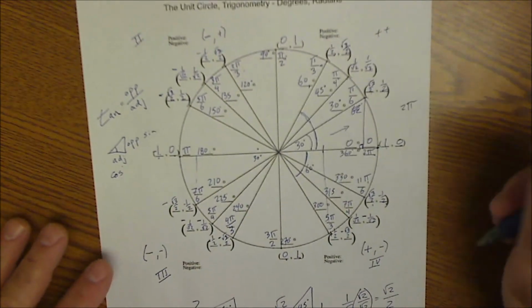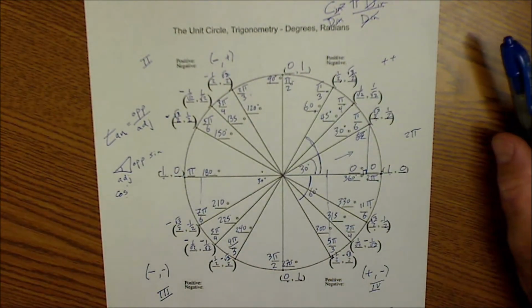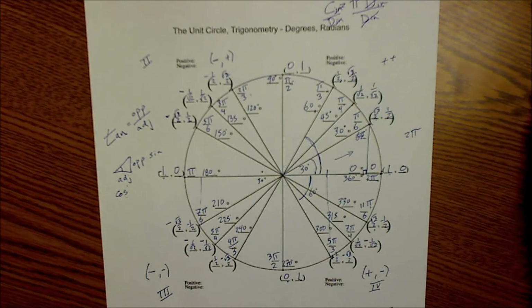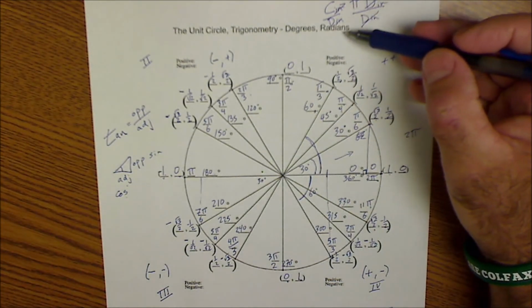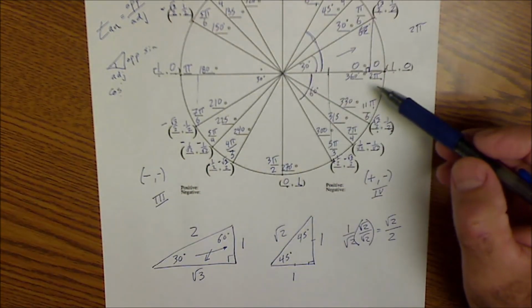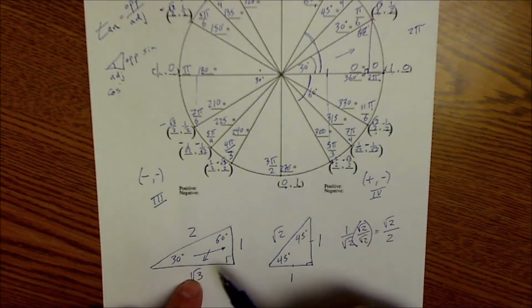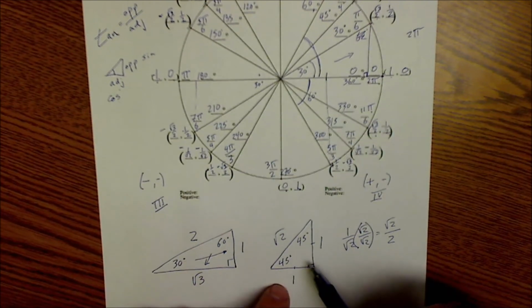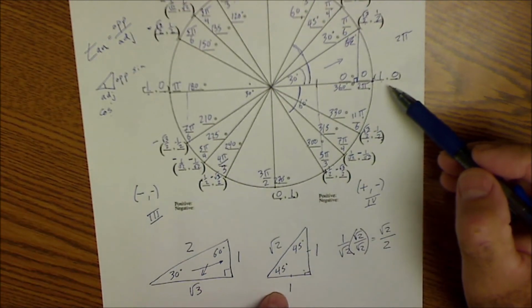So I know it's a long video, there's a ton of information here, but hopefully that'll help you with the unit circle, both in degrees and radian measure, and then all the exact value triangles that you need to know are really all based on your 30, 60, 90, your isosceles right, and then these imaginary triangles as well.